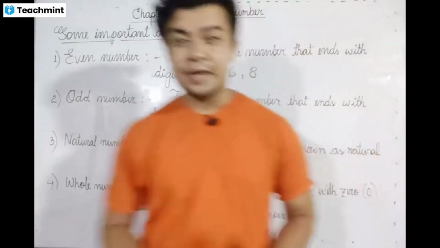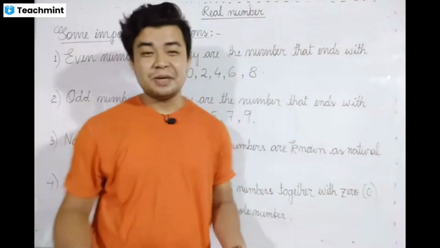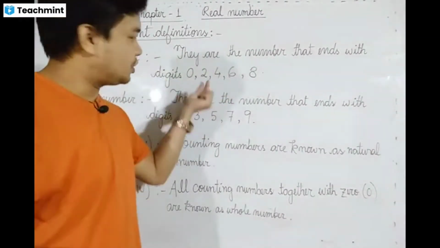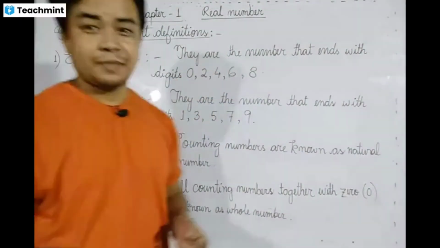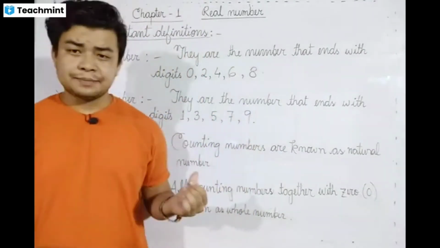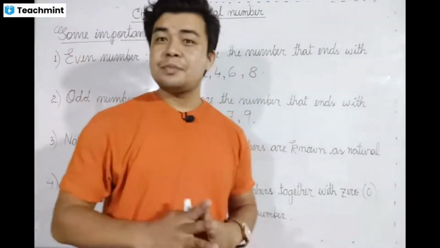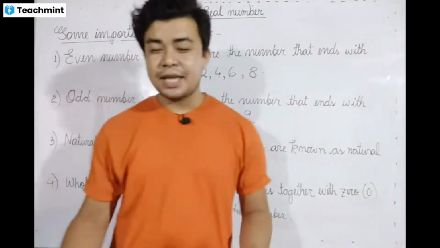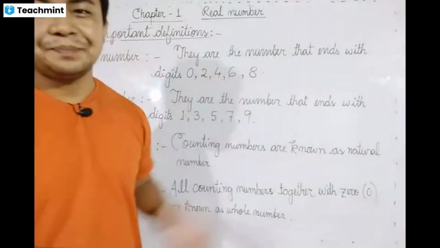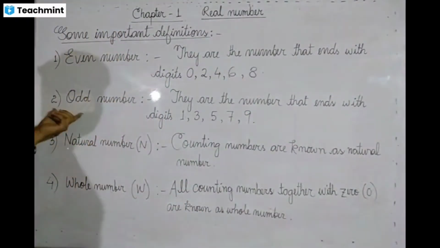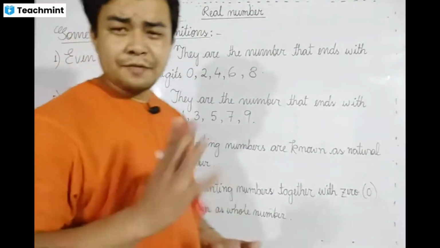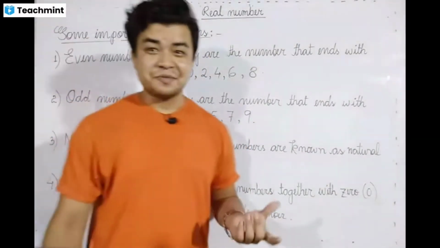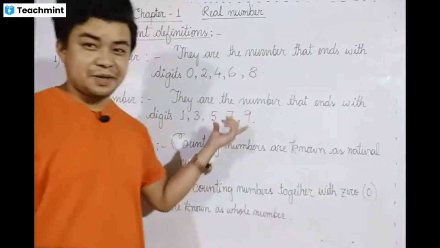First is the even number. We already know what an even number is. Even numbers are the numbers that end with digits 0, 2, 4, 6, 8. If a number ends with digits 0, 2, 4, 6, and 8, then we can easily know that it is an even number. And if a number ends with the digits 1, 3, 5, 7, and 9, then we know that it is an odd number.